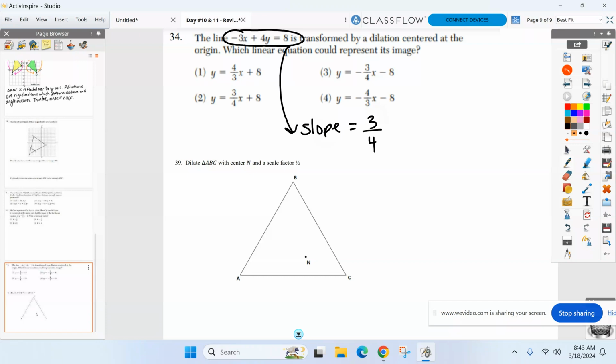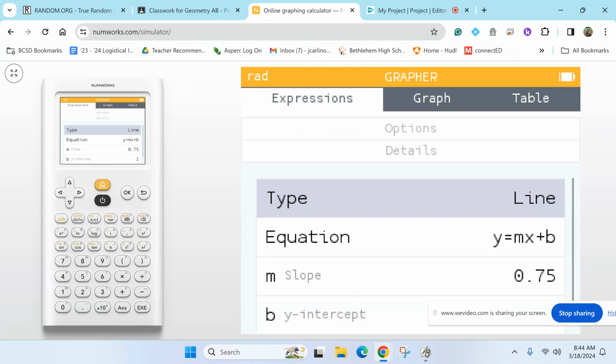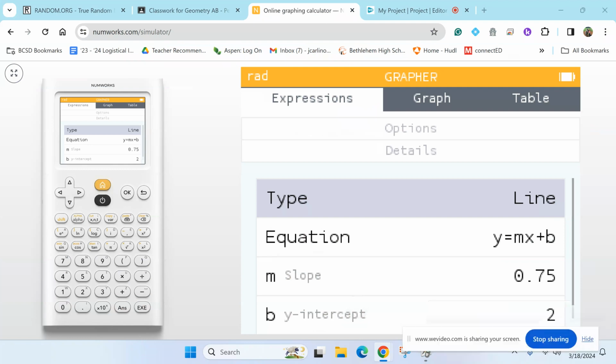Now, does it affect this problem that it did not give me a scale factor? No, because look at my choices. They're all different slopes. I'm looking for the one that's got a slope of 3/4. If it did give a scale factor, let's say 1/2, then I take the 1/2 and multiply by whatever the y-intercept was here, which I can find in here, or you turn it into y equals form yourself. You're going to get 2. So I do 2 times, in this case, 1/2. It tells me what my new y-intercept is.